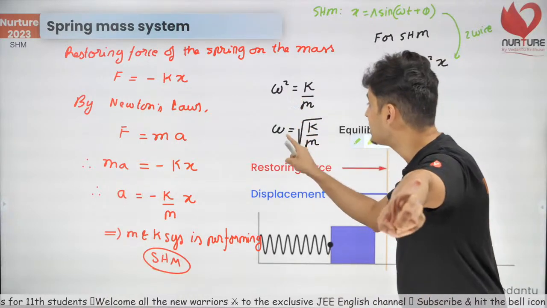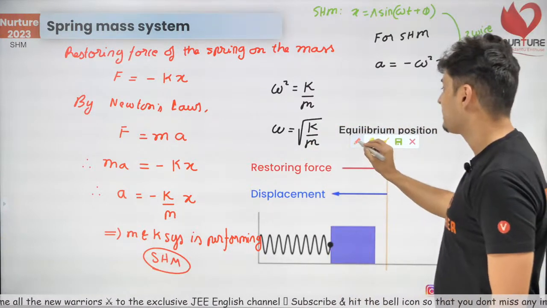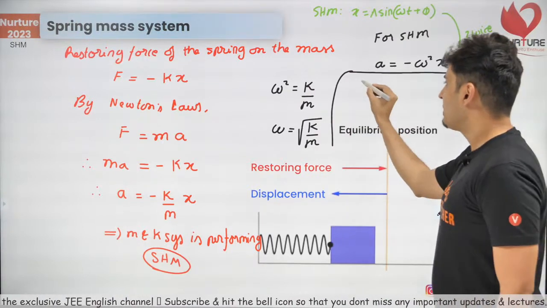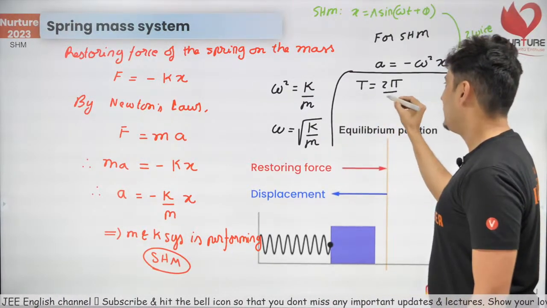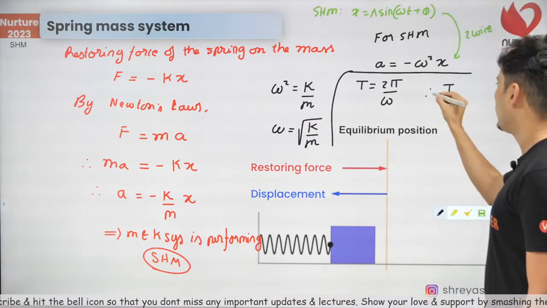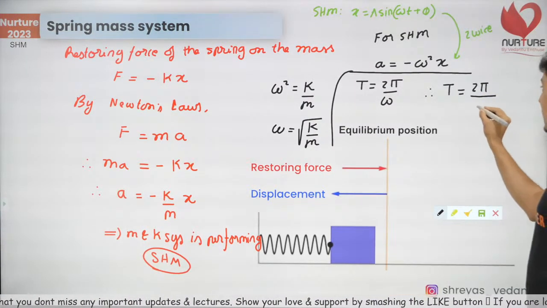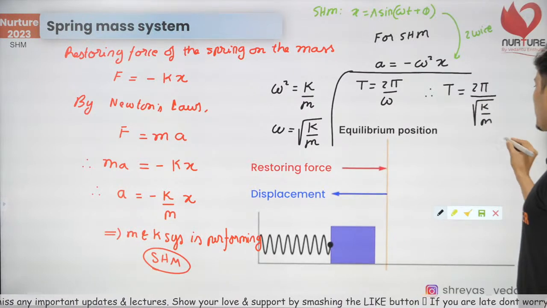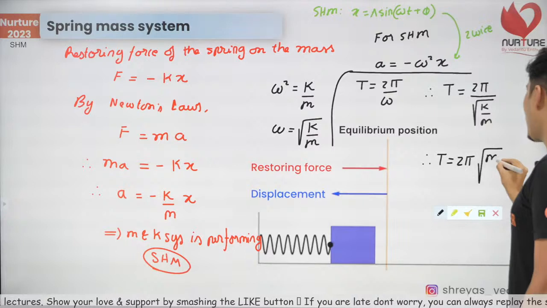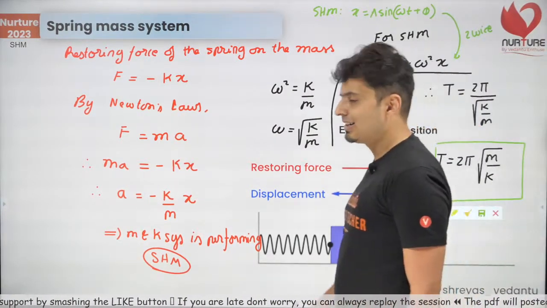Now, since we just got by comparing that omega square is k by m, or omega is root k by m, I can get a few more things. Everybody remembers time period was 2 pi by omega. Do you remember this? So how about using that over here? Therefore, time period is equal to 2 pi divided by root of k by m. If I arrange it neatly, I'll get time period is equal to 2 pi under root m by k. Very, very interesting formula.